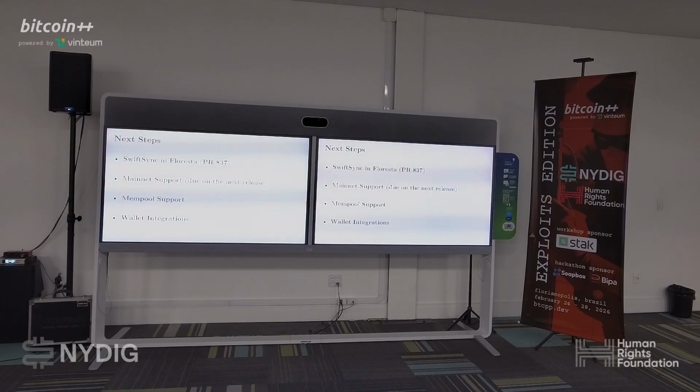You don't need to query mempool.space or something. And do wallet integration. So the idea is to implement Utrexo in the wallets that already exist now. So Cove, Blue Wallet, Blue Bitcoin, Sparrow.